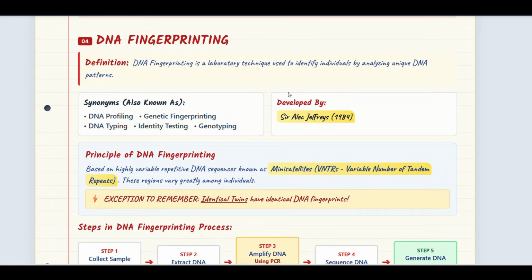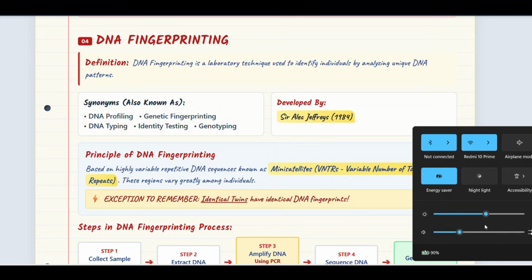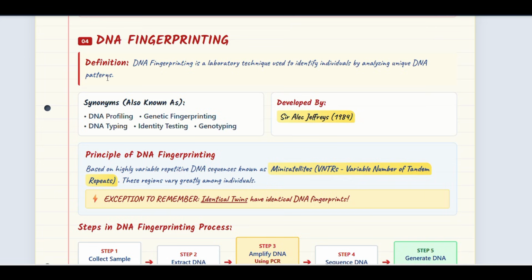Now, DNA fingerprinting we are going to study. Okay, let's learn DNA fingerprinting. It is a laboratory technique used to identify individuals by analyzing unique DNA patterns. It will be performed in the lab to analyze the individual's unique DNA pattern.